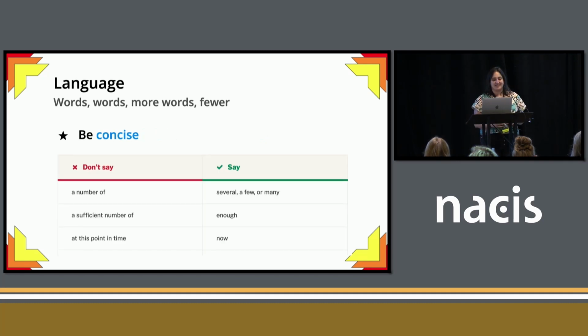Be concise. A number of can be many. A sufficient number of, at this point in time. These are turns of phrase that, why use many word when less word do trick, you know? It's faster and easier to use the more simple term.